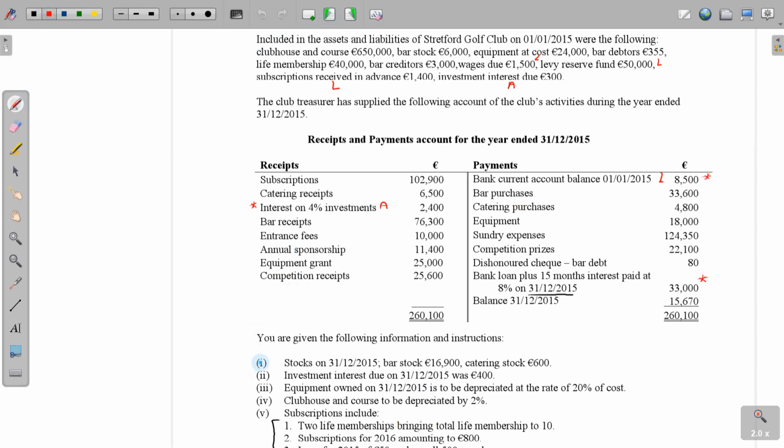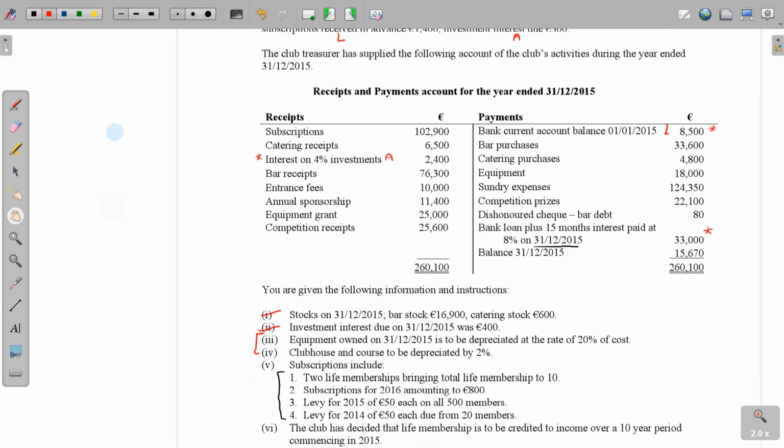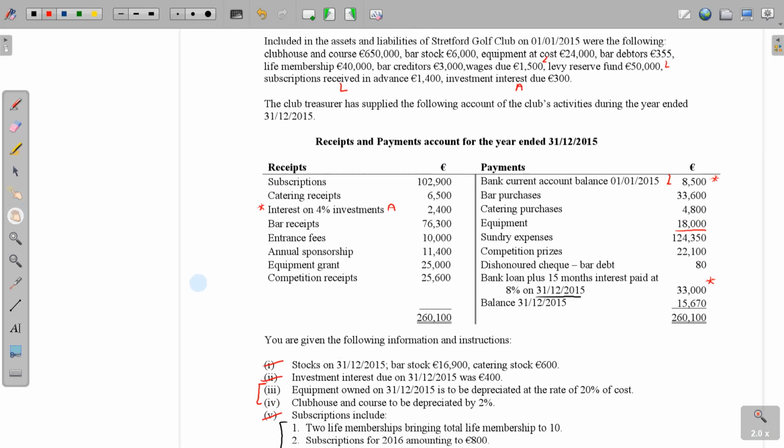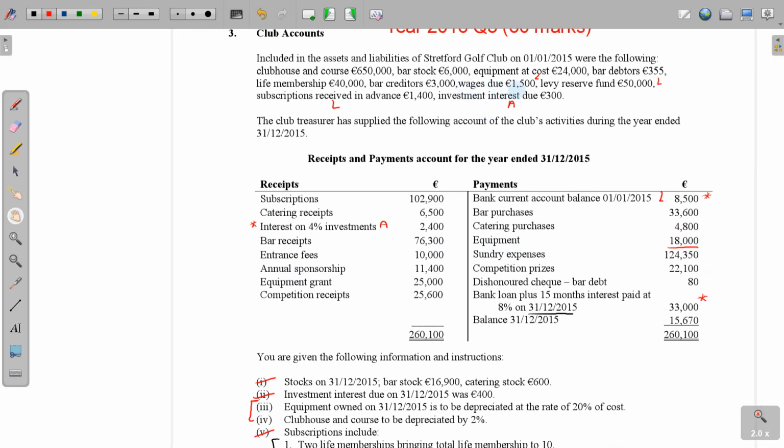So in terms of adjustments done, we dealt with everything investment wise. So we now have to do depreciation. We've done everything to do with subscriptions. We've done anything to do with the bar debtors and creditors. So equipment owned to be depreciated 20% of cost, and clubhouse and course be depreciated. So we've bought equipment throughout the year. So that's one kind of trick. And we already had some earlier. So you have 24,000 plus 18,000.